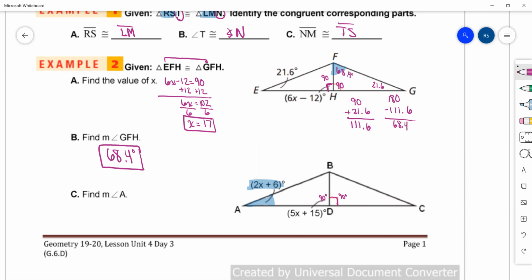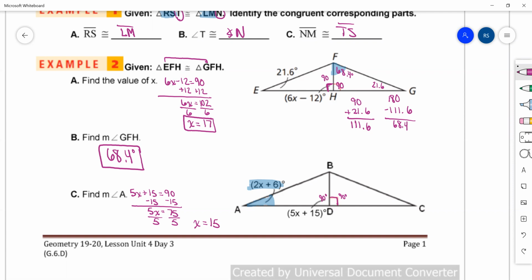So I have to use 5x plus 15 equals 90 to get x. 5x plus 15 equals 90 gives me my x. Subtract 15. I'll get 5x equals 75. Divide by 5, and I get x equals 15. Now, is that what they wanted me to find?